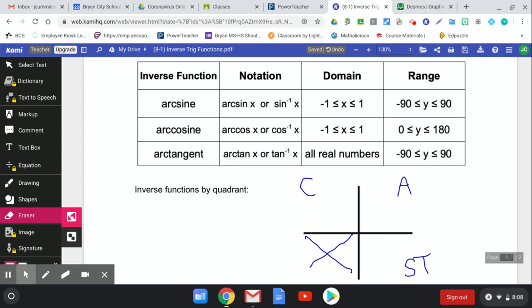So this is our little acronym we're going to think about, CAST. This is going to help us remember what quadrant we're in. We're going to be drawing triangles. So anytime you have a positive number, you're going to draw your triangle in the first quadrant. If you're doing arcsine or arctangent of a negative, you're going to draw on the fourth quadrant. And if you're doing arccosine of a negative, you're going to draw on the second quadrant. We will start working through examples of these in the next video.